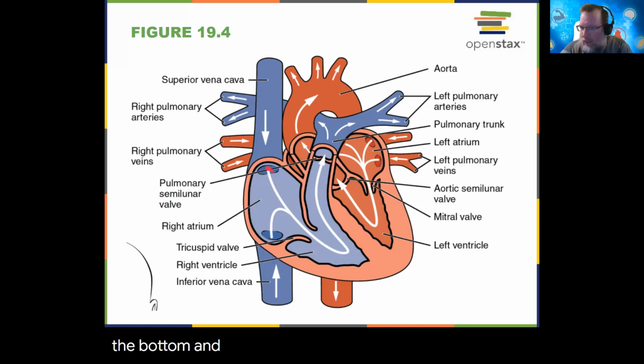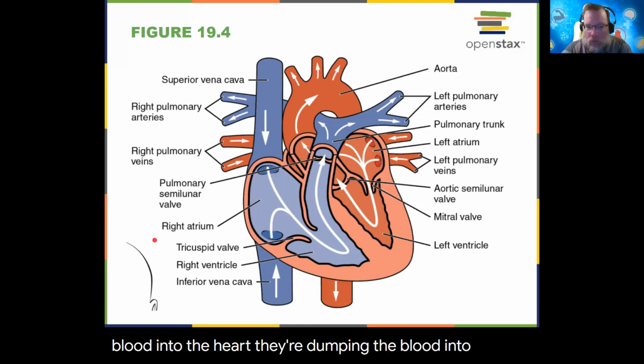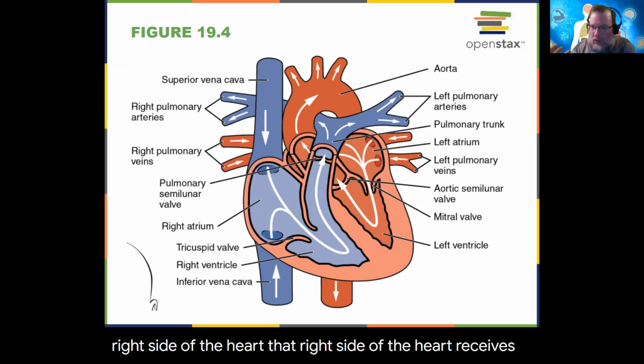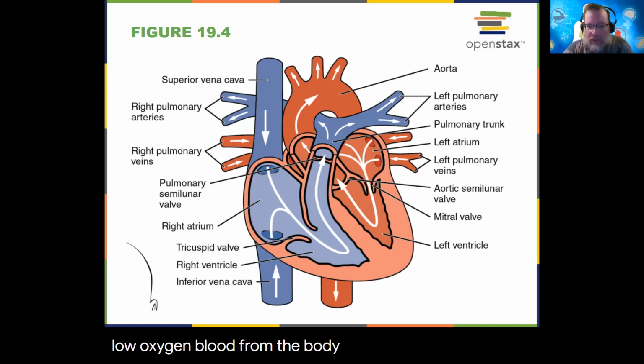And where are these two veins dumping the blood into the heart? They're dumping the blood into what we call the right atrium. We already know it's going to the right side of the heart. We've already discussed this, that right side of the heart receives low oxygen blood from the body. Specifically, it's the right atrium of the heart. Okay, so we see that term there. The atrium is the upper or superior chamber of the heart.